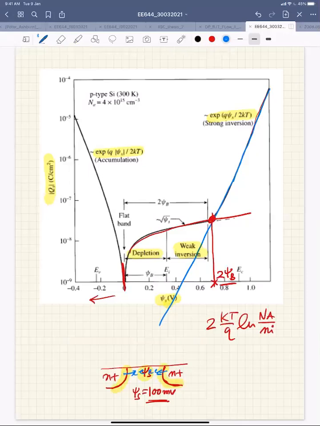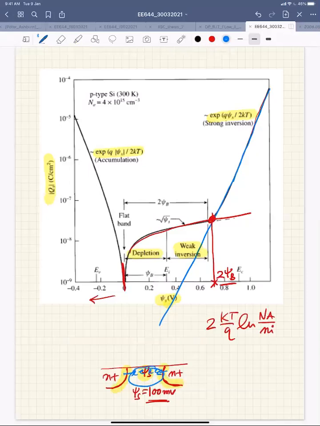But the moment your psi s becomes positive, there are electrons in the channel, in the substrate, this region, right? There are electrons, but this number of electrons is very small, much smaller than the depletion charge. As you go on increasing psi s, at some point there will be enough electrons that, even if they are smaller than the depletion charge, they are comparable to it. That part we call weak inversion. We have electrons, but they are comparable to the depletion charge, not more than it.